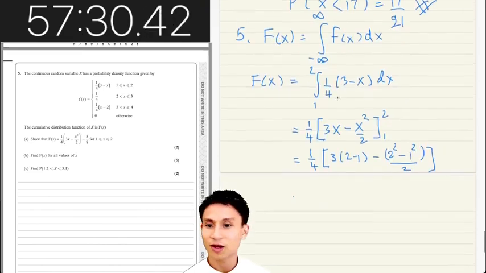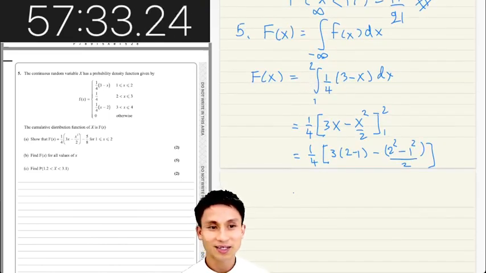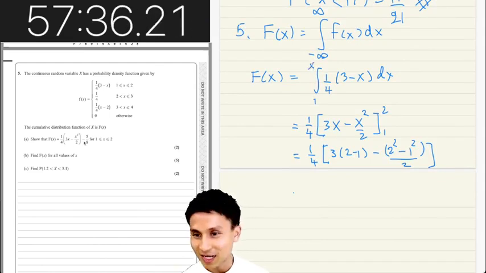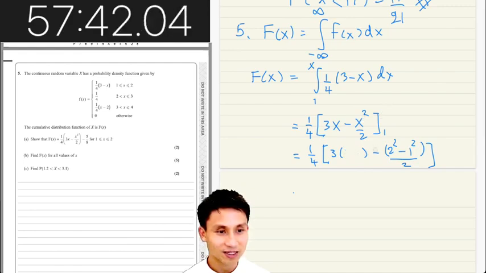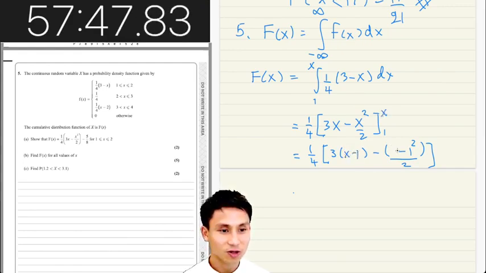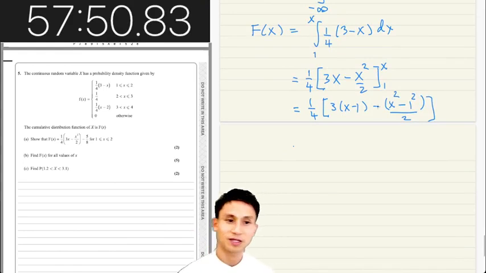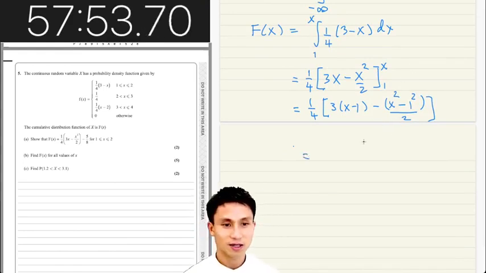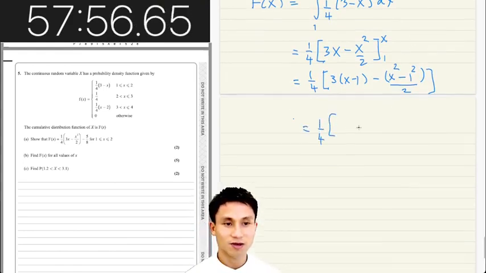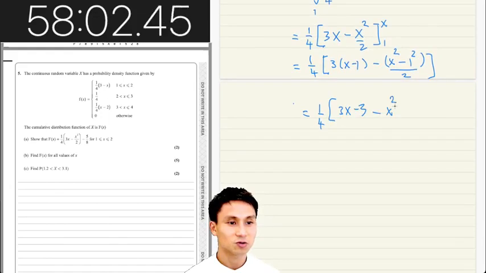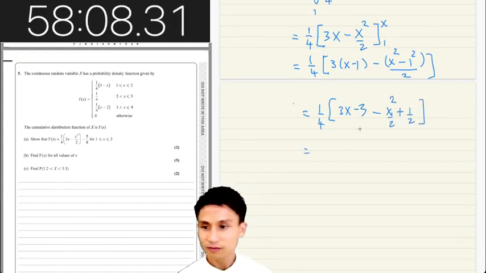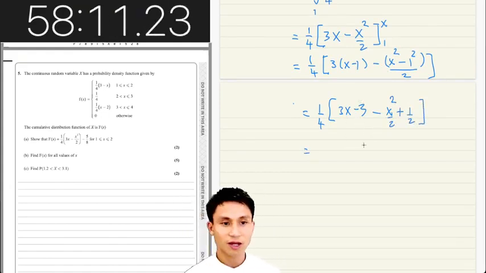So, wait, hang on. What am I doing? Sorry, I need to put x here because they need the function. So I have x here, and x here, and x here. All right. So 3 times x minus 1, and x squared minus 1 like that. Just the same thing, but you just put x in. So expanding everything, simplifying the brackets, we get 3x minus 3 minus x squared over 2, minus minus, so it's a plus, 1 over 2, right? Just trying to get what they want there.